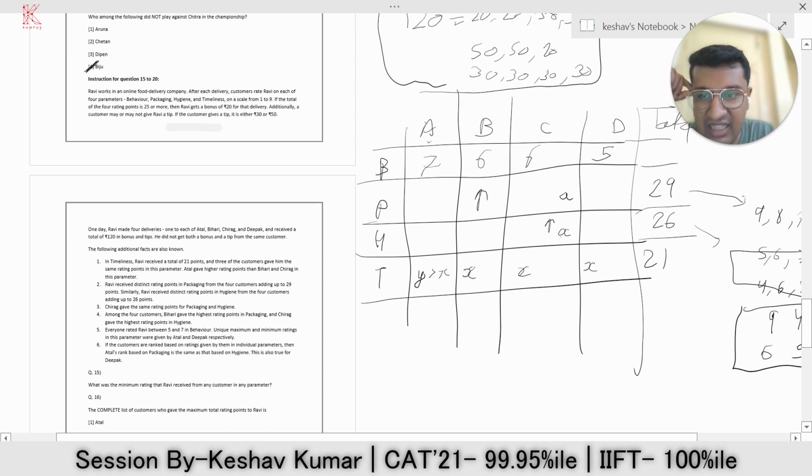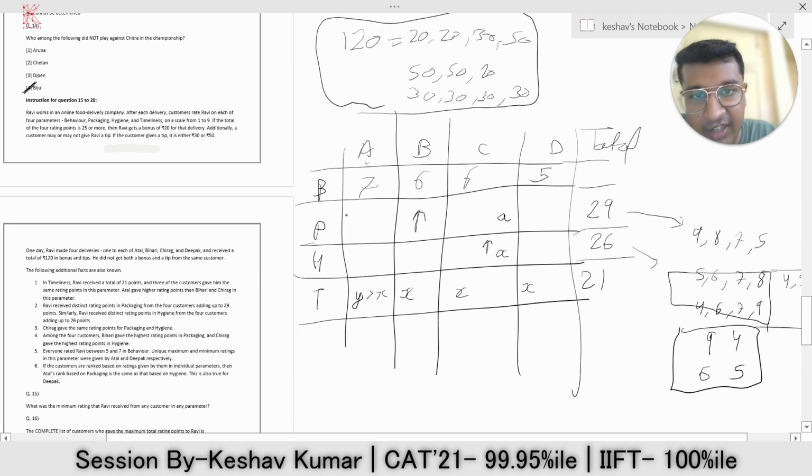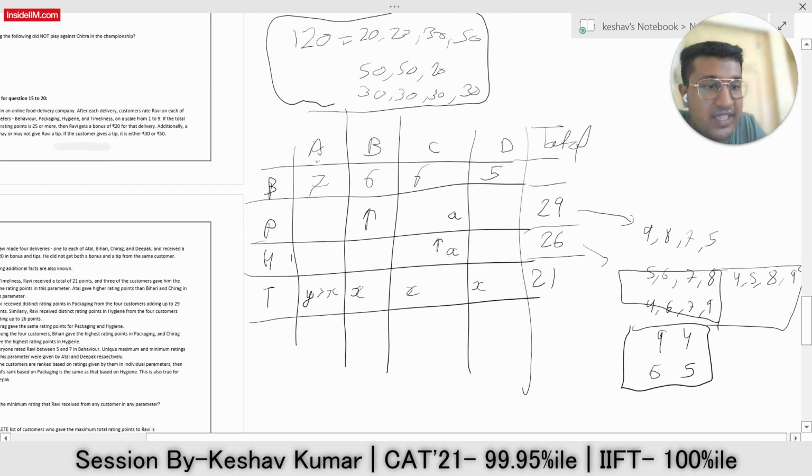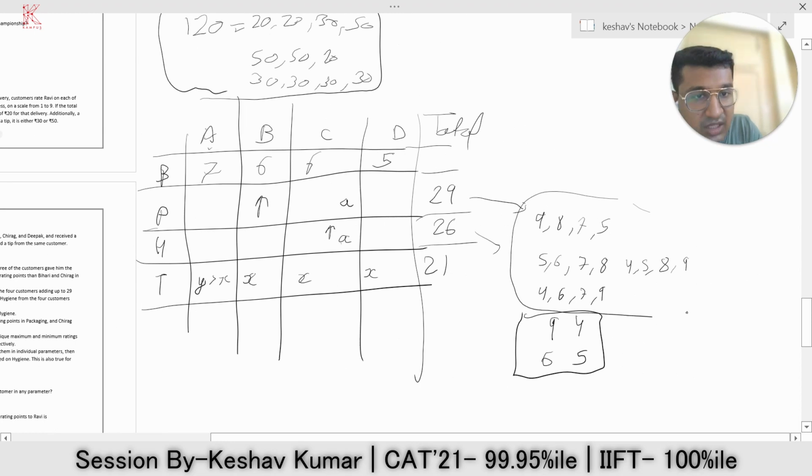Alright. If the customers are ranked based on the ratings given by them in individual parameters, then Atal's rank based on packaging is the same as based on hygiene. This is also true for Deepak. If Atal's rank in packaging is 3, then in hygiene also it should be 3, and same for Deepak. I will use that information later on. Let's try and solve this. How does that information help me in analyzing these numbers?